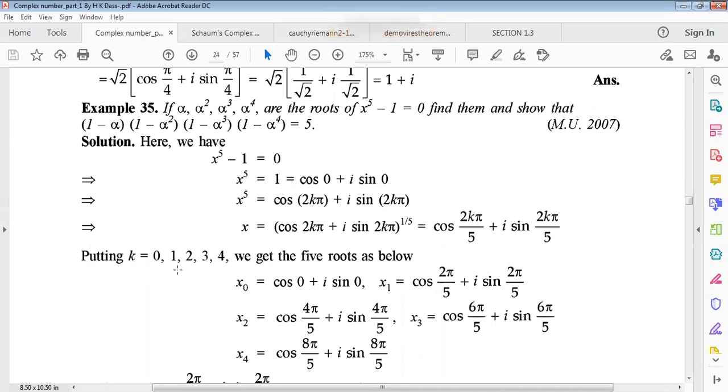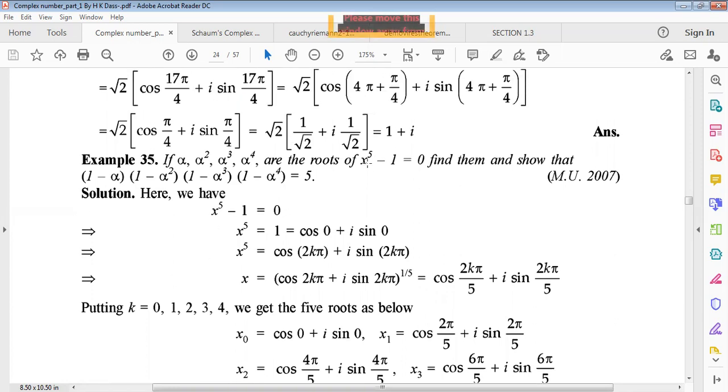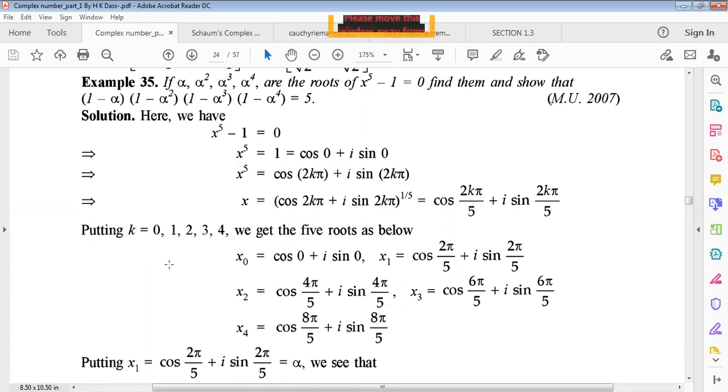Now putting k equals to, how many values will there be? 0, 1, 2, 3, 4, because the highest power is 5. So 5 values of k we have to put in the given equation. We get the 5 roots. x0 equals, putting k equals 0, we get this. x1 equals, putting k equals 1. x2 will be putting k equals 2. x3 will be what? Putting k equals 3 here. x4 equals, putting k equals 4.